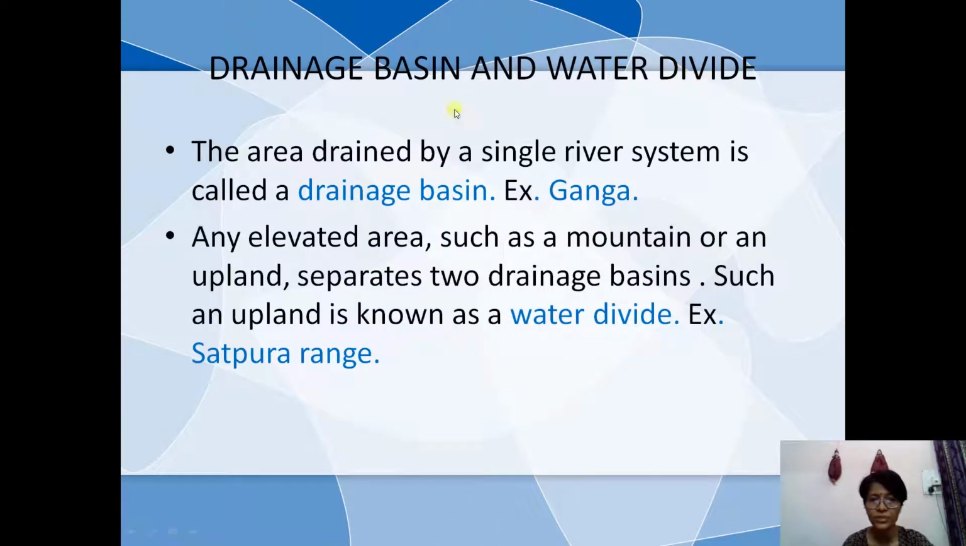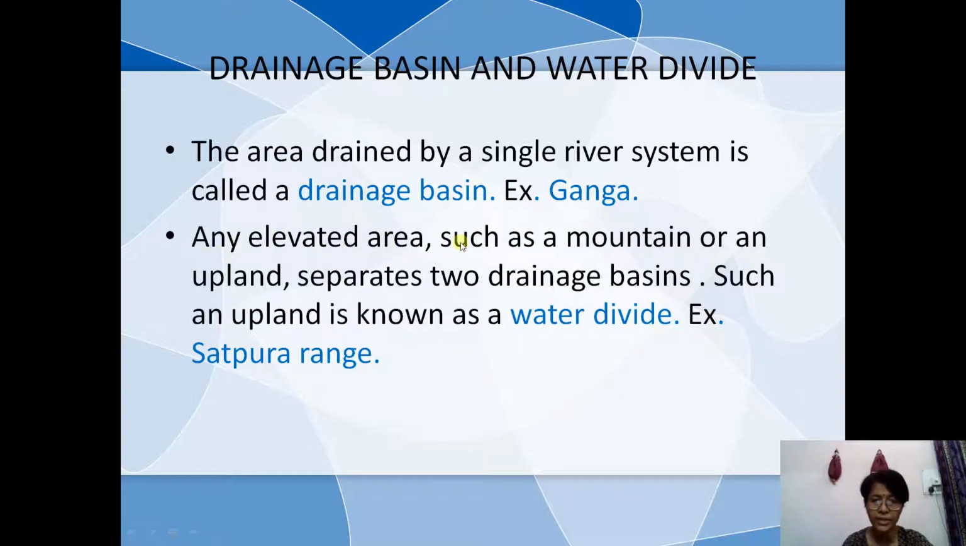Drainage basin and water divide. The area drained by a single river system is called a drainage basin. For example, Ganga. That means the Ganga, along with its tributaries, the whole area it covers, we can say as the drainage basin, the Ganga drainage basin.